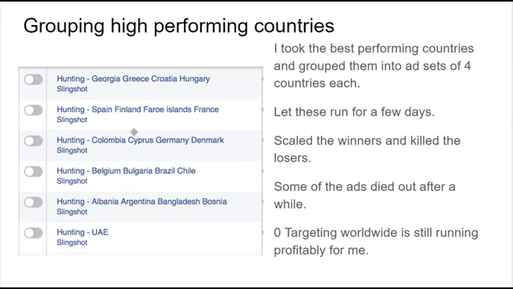Some of them were winners, some of them weren't, whenever I ran directly to the country. But what we did was just let them run for a few days, see how they played out, and scale the winners, kill the losers as usual. If it's not making money, don't let it run.